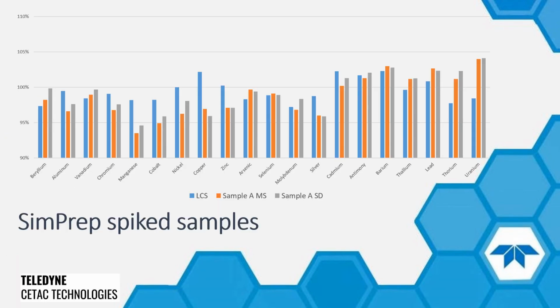The data from that preparation is shown here, or at least the readback is. And what we found was that we were able to get very, very good matrix recoveries with the spike and the spike duplicate, as compared here to the LCS. Everything came within 90 to 105%, which easily meets the 200.8 criteria, and almost all of it's within 95 and 105%. We just had a couple that fell slightly below the 95%. So the data came back very, very good on those sample spikes.